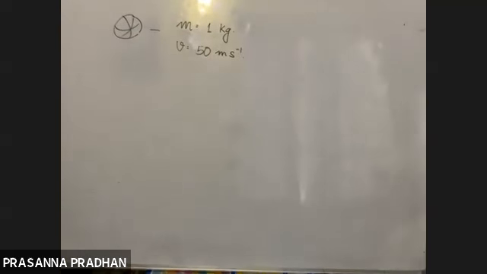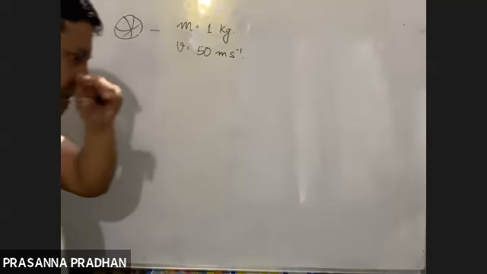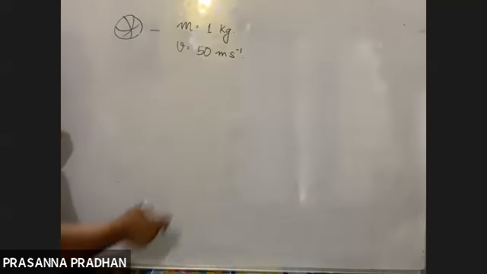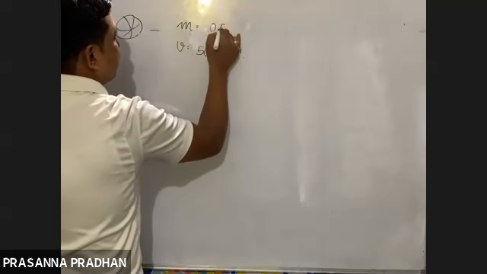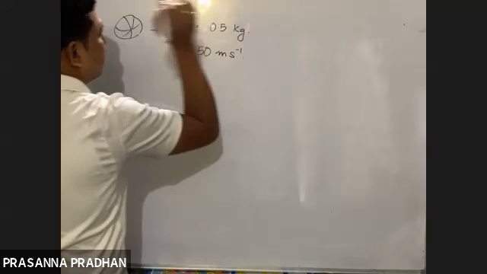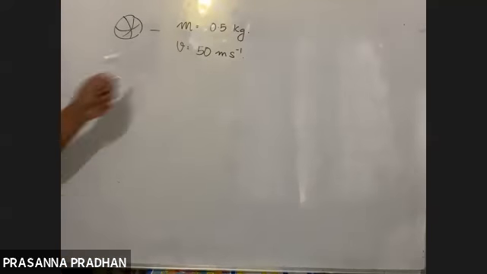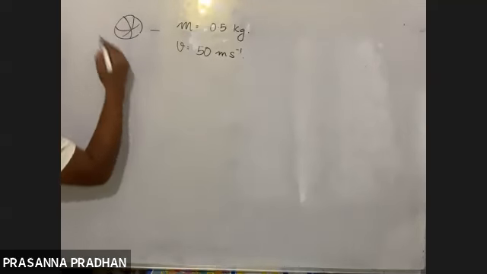We have a cricket ball having a mass of 1 kg. चलो 1 kg तो ज्यादा हो गया. So let us keep it as 0.5 kg. कोई बात नहीं, half kg. And it is moving with a velocity of 50. Now you calculate the wavelength of this cricket ball. How will you calculate the wavelength? चलो calculate करके देखते हैं आज.